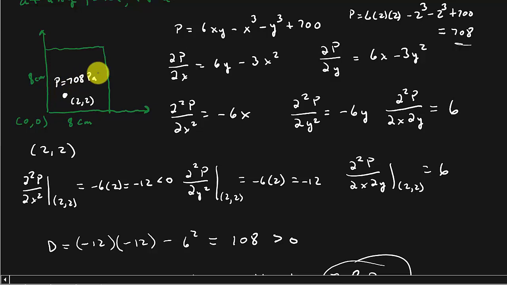All right. And so that's that problem. It's basically just finding a relative max or min. That's all we're doing. And this one was a little more involved. We had to do a little more work to find our points to test. We had to test two of them. We tested 0, 0, where there was no relative max or min. And then at 2, 2, we saw that there's a relative max.